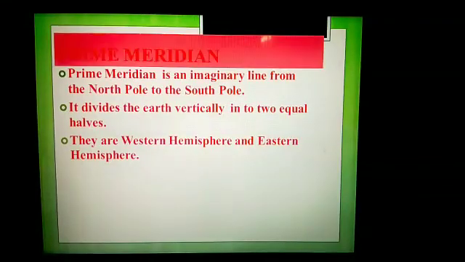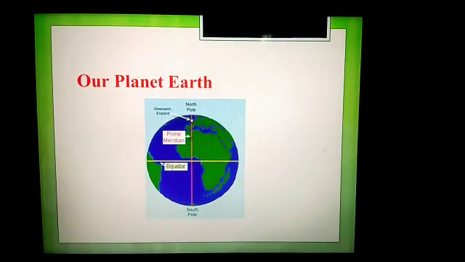Children, you can see this picture. See the equator, which is the yellow-colored line. It divides the earth into 2 equal halves horizontally, right? Which are the northern hemisphere and southern hemisphere, right?